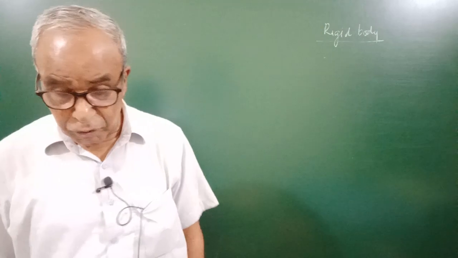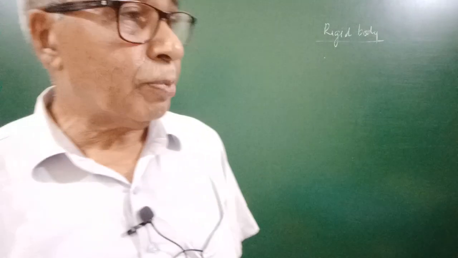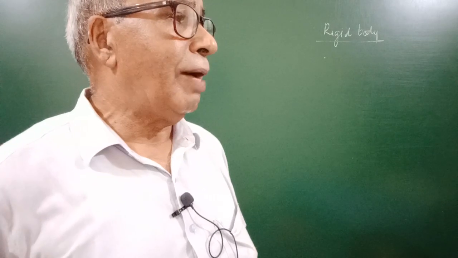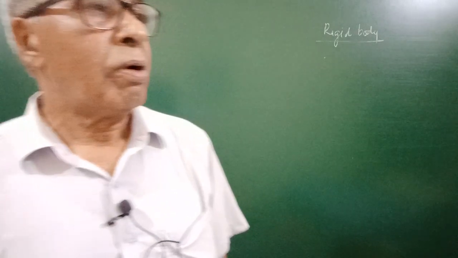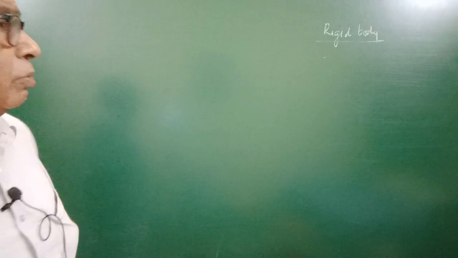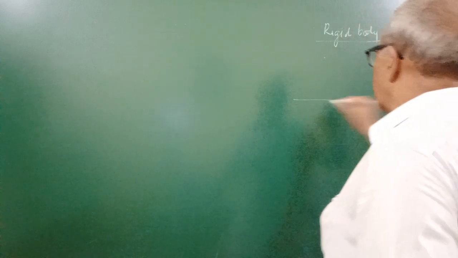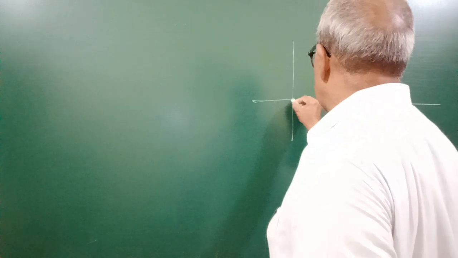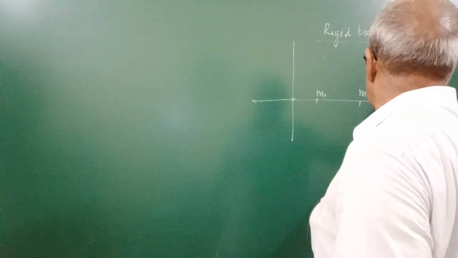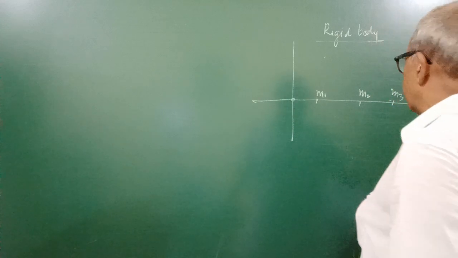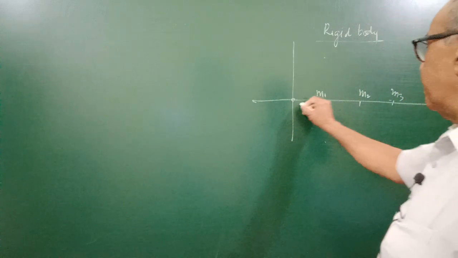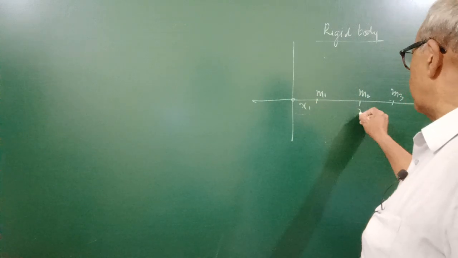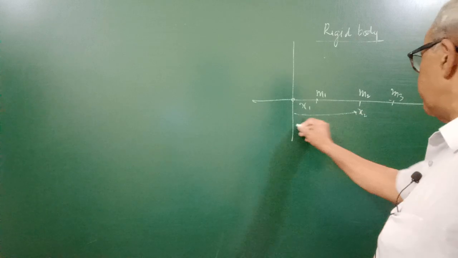Now here I will try to find an expression for the center of mass. Different people have derived it in different ways. So in NCERT they have explained it simply like this: the origin is here, here is mass m1, this is m2, this is m3, and m4 and so on. These masses are placed at different points, at distance x1, here x2, this is x3.